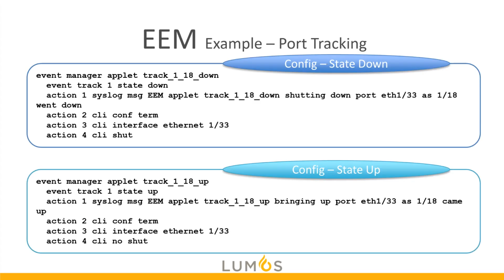So here's another example of, for instance, tracking a particular port. Here we have an EEM applet called track 118, essentially Ethernet 118, and we're going to use track 1, again, that tracking mechanism to see if state was down. If so, we're going to write a syslog message, and of course we'd probably put that in double quotes, but at any rate, we're also going to run CLI configuration. Wrote this quickly, forgot to put in the double quotes.